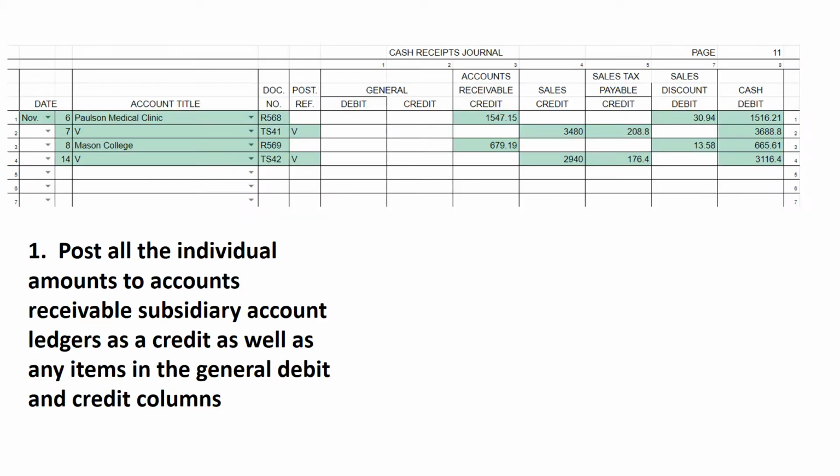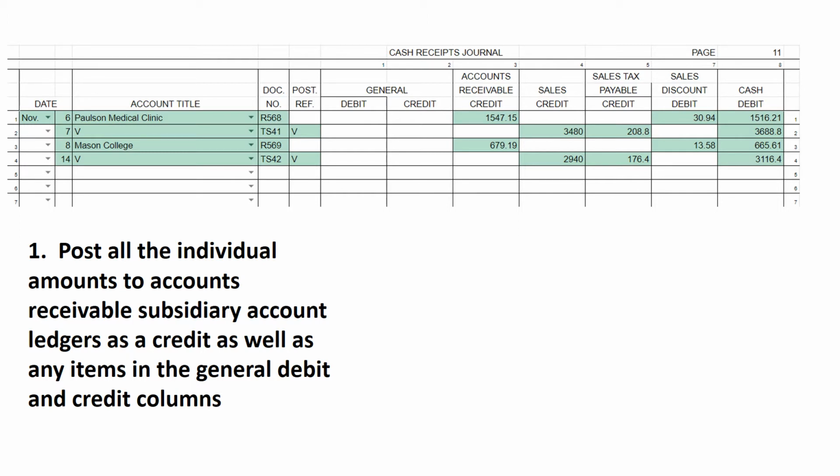In this video, we're going to show you how to post items from a cash receipts journal. This will complement Chapter 10, as well as, if you're not in Chapter 10, this is using special journals for a merchandising business. So as you can see, we have our cash receipts journal here. We filled out the transactions correctly.